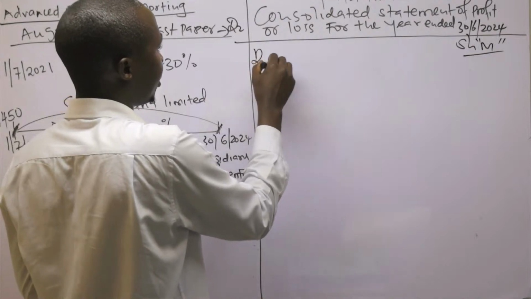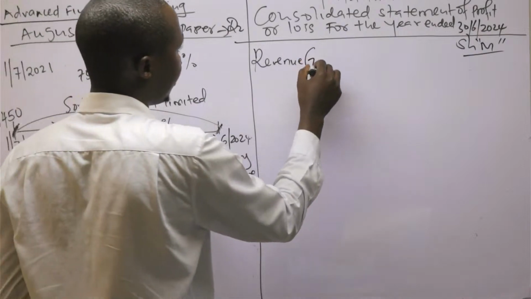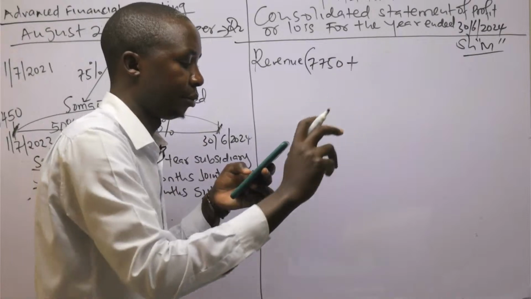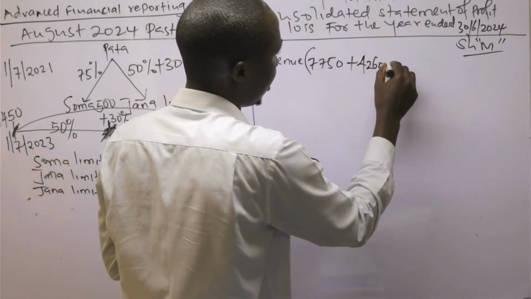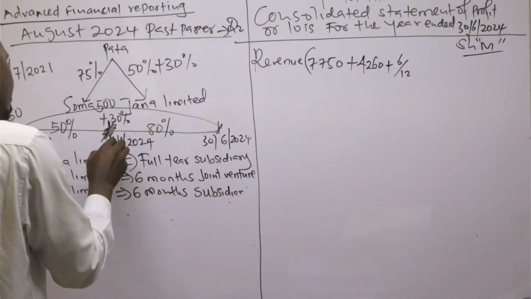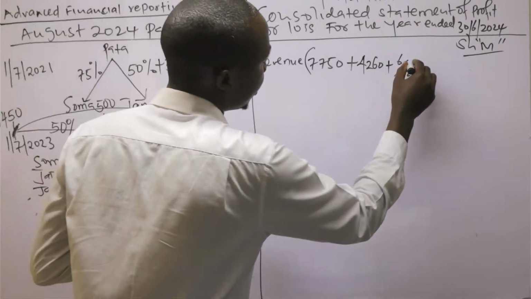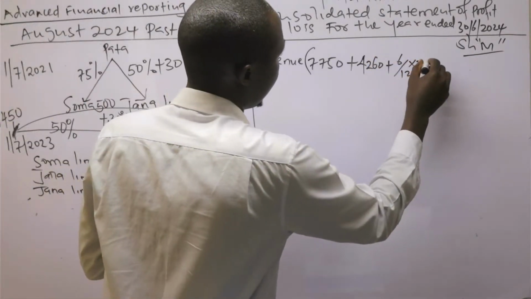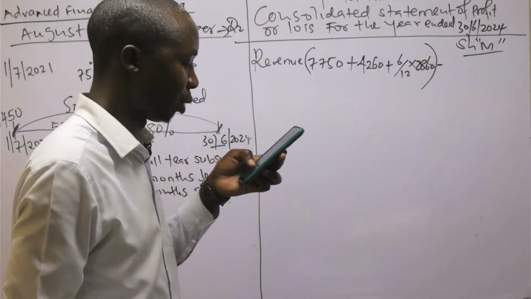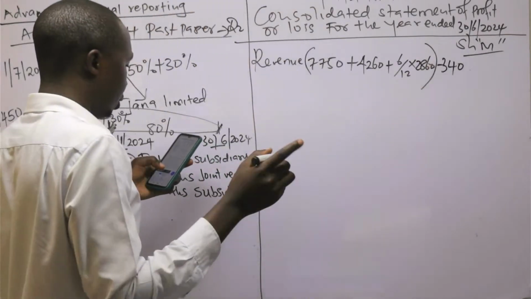So we start from revenue. For revenue, remember that you take the value of the parent, which is 7750, plus subsidiaries. Soma was a subsidiary for the entire year, so I take 4260. But Jana was a subsidiary only from January to June, so those are 6 months of the items of this company. Now you deduct intergroup sales, according to note 5. There was an intergroup sales of 340. You go to the cost of sales.